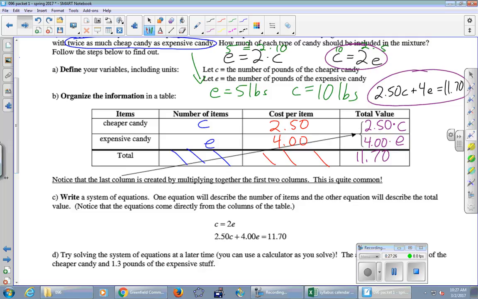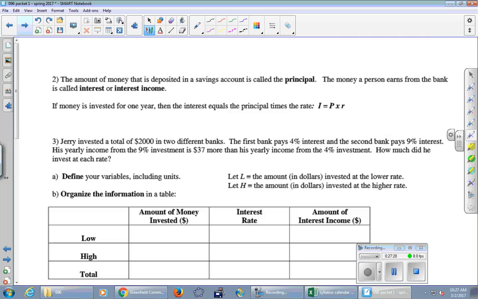Okay, let's move on to the next page. And we'll talk about a problem involving money. The amount of money that is deposited in a savings account is called the principal, and the money a person earns from the bank is called interest or interest income. If money is invested for 1 year, then the interest equals the principal times the rate. For example, suppose that we have $700 in the bank, and we leave it in there for 1 year, and the interest is 5%.